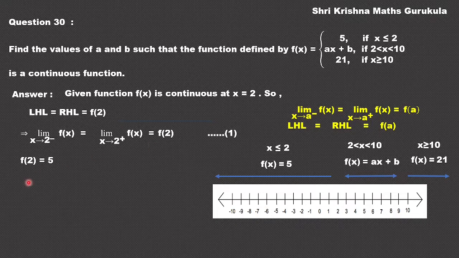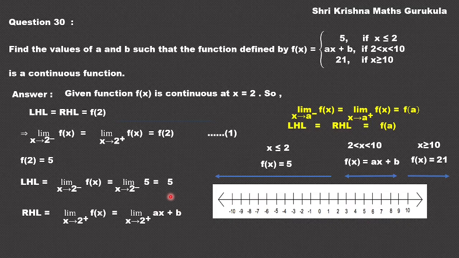So first let us find f of 2. When x is equal to 2, the function f of x is equal to 5. So f of 2 is 5. LHL is equal to limit of f of x as x tends to 2 minus, equal to limit of 5 as x tends to 2 minus, is equal to 5. Now this is a constant function. So LHL is equal to 5.